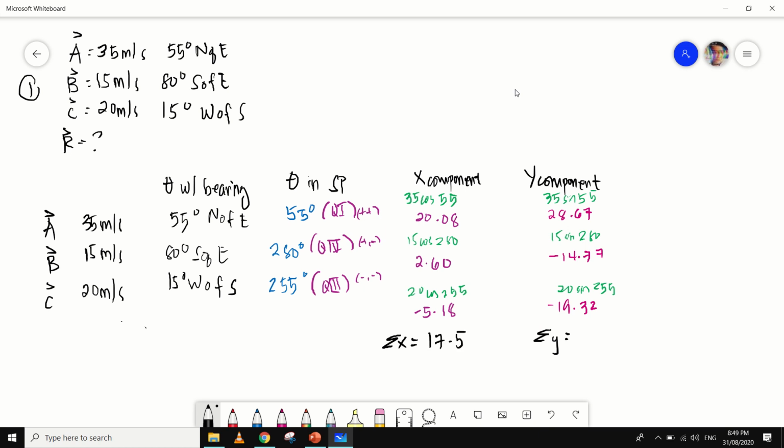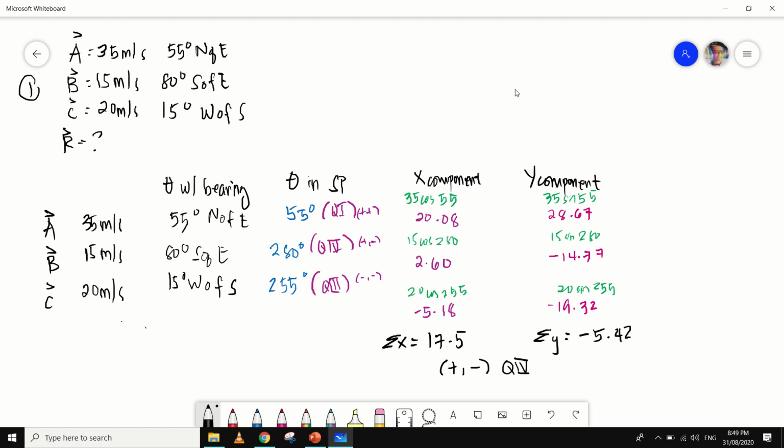Just pause this one kung gusto mong mag-compute muna tapos para ma-check kung tama yung sinasabi ko. And then, summation of y is negative 5.42. So, what do you observe in terms of the x and y component? You have a positive value in terms of x and a negative value in terms of y. So, what quadrant is this lying on? It's in the fourth quadrant or Q4.